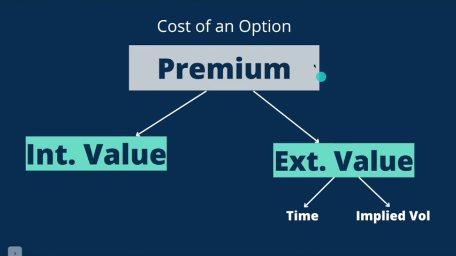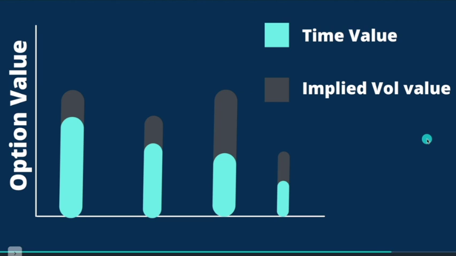So we talked about intrinsic value. Okay, now let's talk about extrinsic value. So extrinsic value is made up of two components. One of the components is time, and the other is implied volatility. We can calculate exactly how much intrinsic value and how much extrinsic value there is, but it's difficult to calculate the exact time value and the exact implied volatility of the contract. So together, these both make up the extrinsic value.